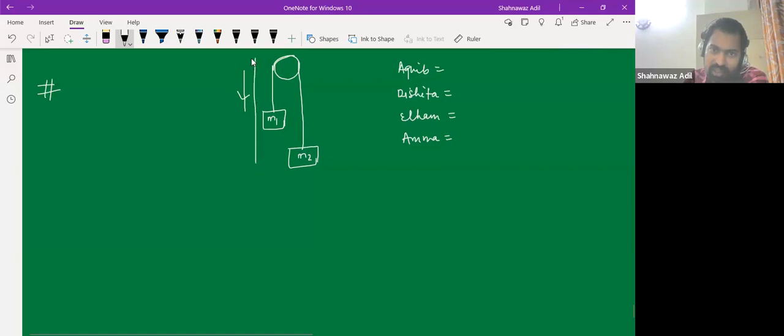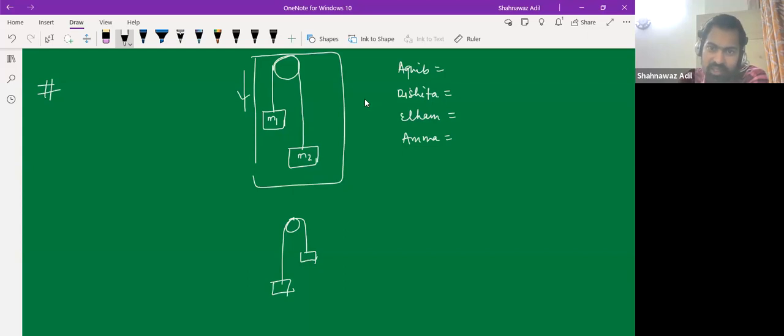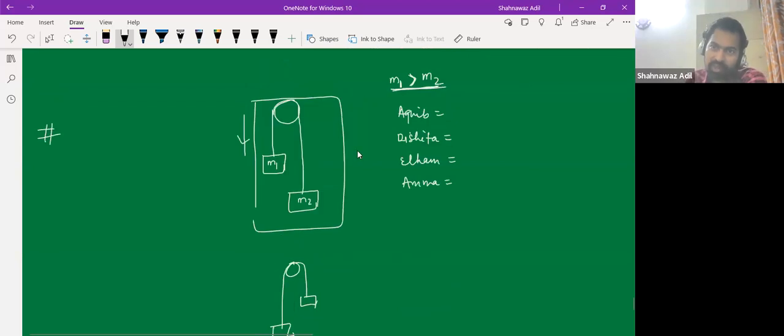In this figure, it is appearing that mass 2 is greater than M1, right? But I have given you that ultimately it will go like this. Whenever I give that mass 1 is greater than M2, then here the acceleration would be downwards, and here the acceleration would be upward. So ultimately it will go up, right?